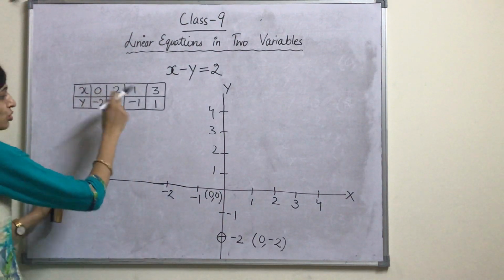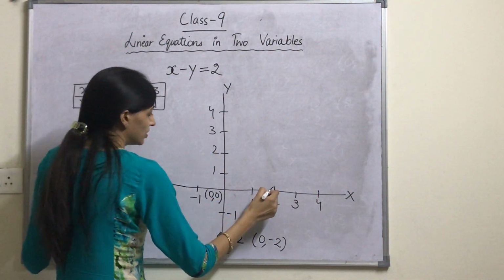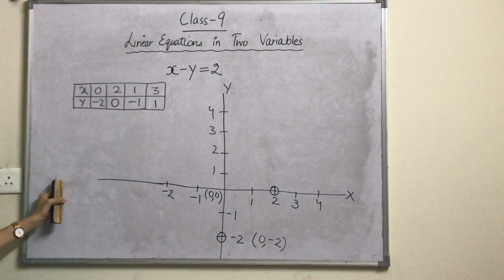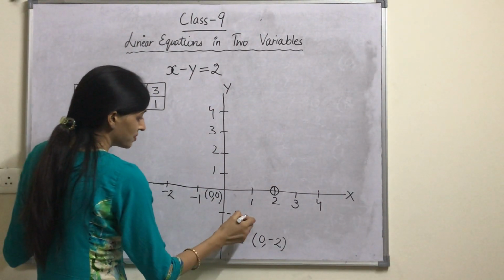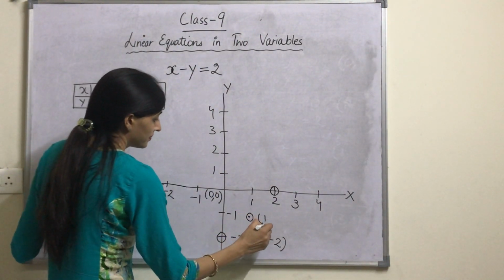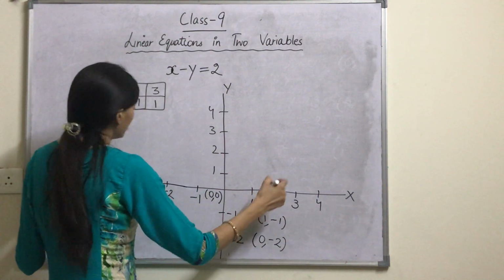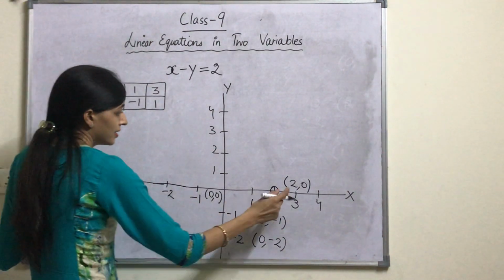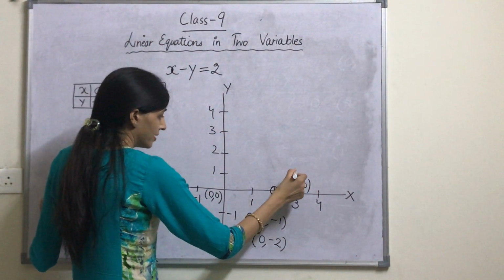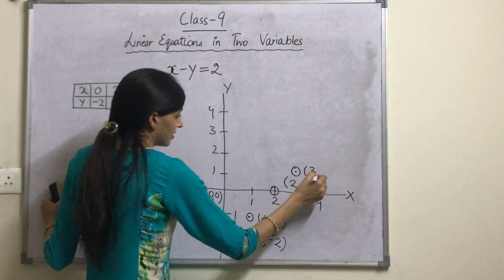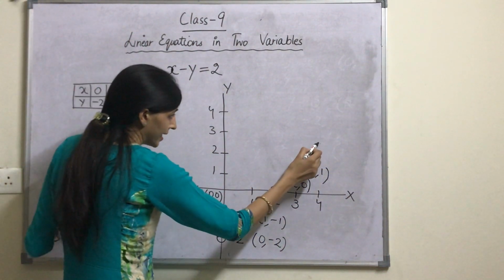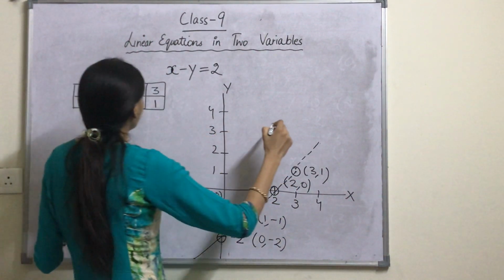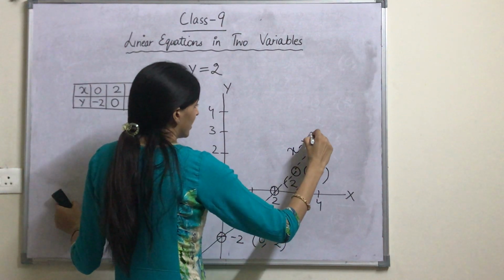Next, x is 2, y is 0. This will be your point. x is 1, y is minus 1. This will be your point. x is 3, y is 1. So the line will go somewhere like this. And this is your line for x minus y is 2.